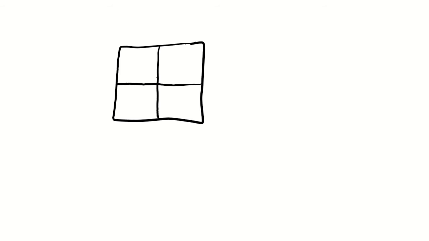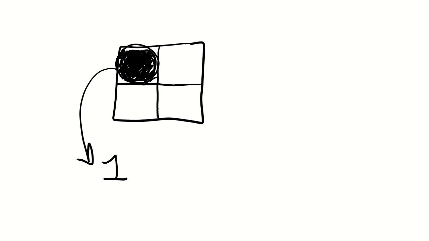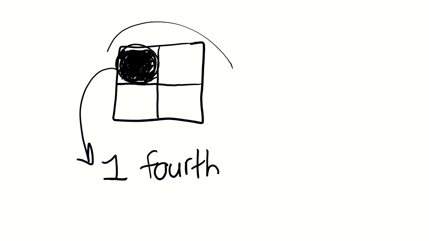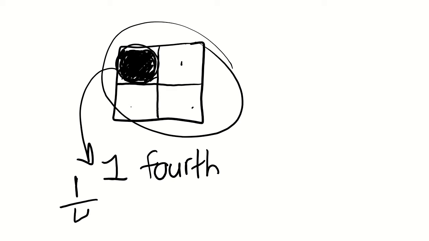So if I did this and I shaded this little thing, what's this one thing? That is 1/4 of the big square, because it's one piece out of four pieces. One piece out of four big pieces.